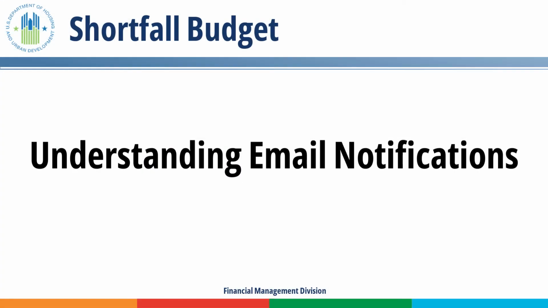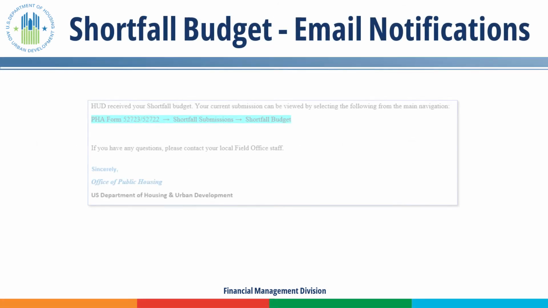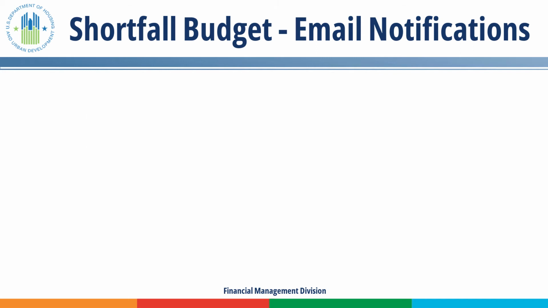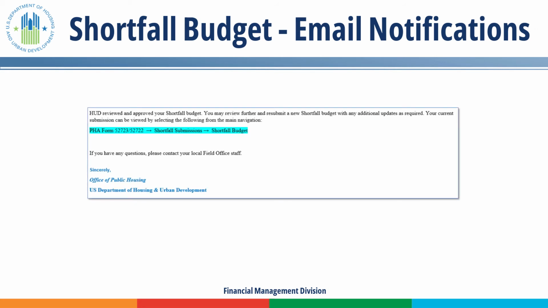Understanding email notifications after submission. The OptFund web portal notifies your PHA's Executive Director by email when the shortfall budget form is submitted. This is an example of the received email notification. The portal also notifies your PHA's Executive Director when HUD approves their shortfall budget. This is an example of an approved email notification.